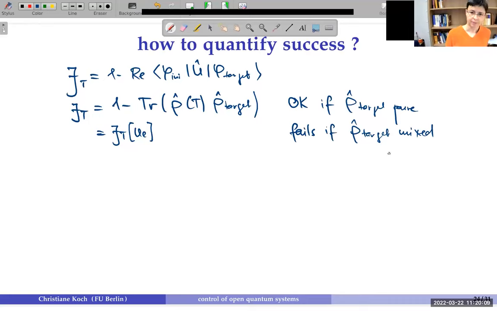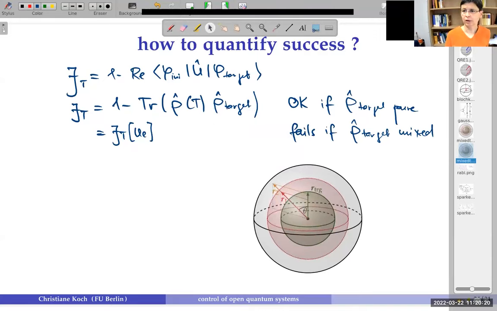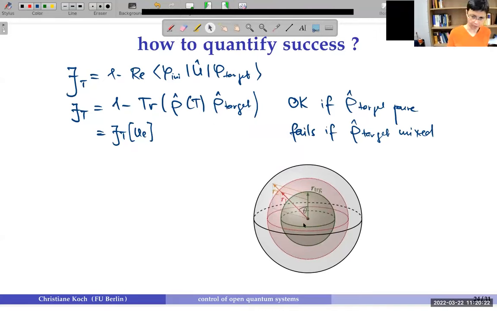And I think there's a nice picture to visualize the reason behind that. So let me show that. So here's again our Bloch sphere, and for any n-level system, we can write a state in terms of a vector of this Bloch sphere by saying we have rho, we expand it into a basis of traceless Hermitian operators. And then we have expansion coefficients and these traceless Hermitian operators A_k.